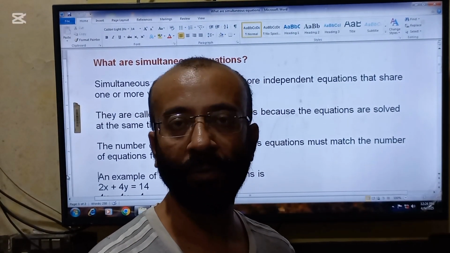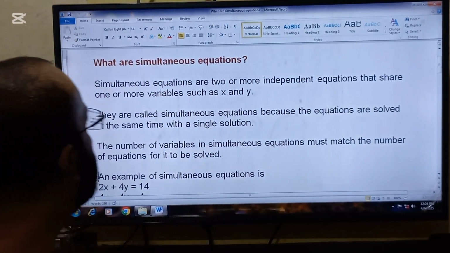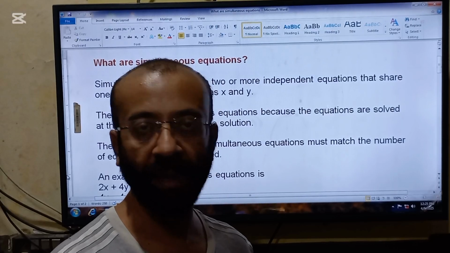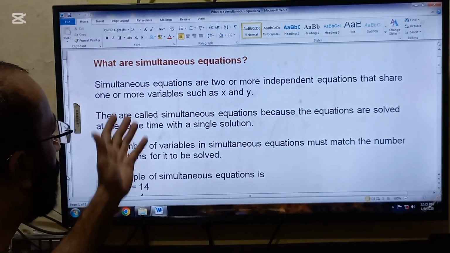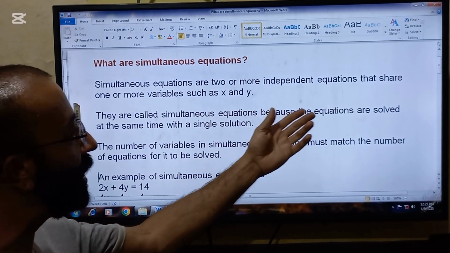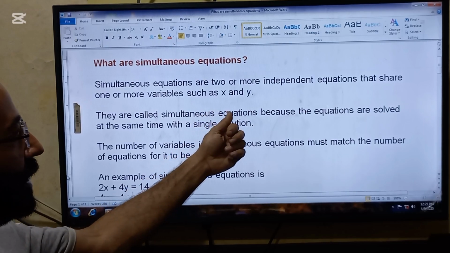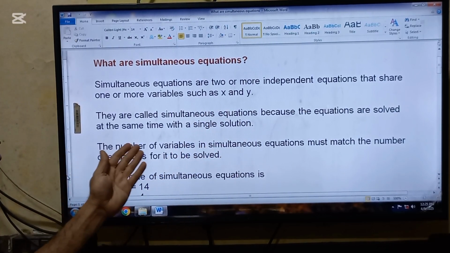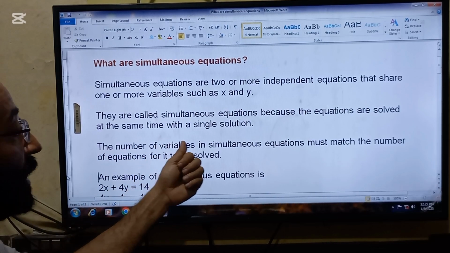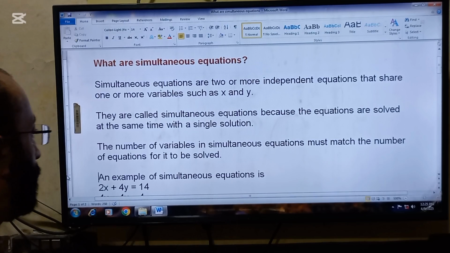Good morning, students. We are going to start another new topic in O-level maths, that is simultaneous equations. So the points to remember and understand while solving simultaneous equations are: two or more independent equations that share one or more variables such as x and y. They are called simultaneous equations because the equations are solved at the same time with a single solution. So that's why these are called simultaneous equations.